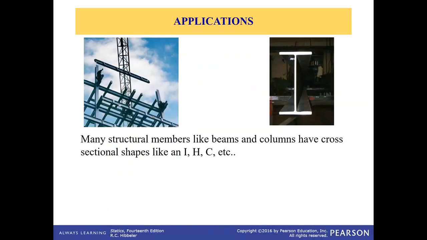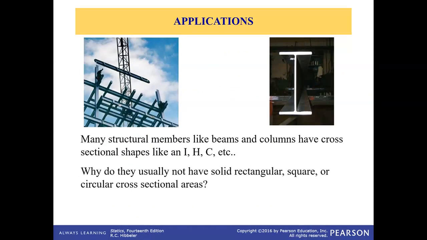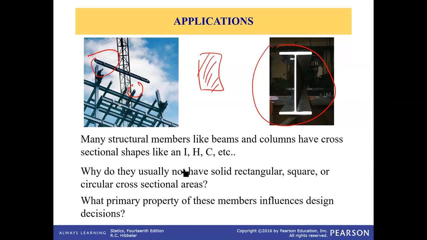Applications. Many structural members like beams and columns have cross-sectional shapes such as I, H, and C. Why do they usually not have solid rectangular, square, or circular cross-section areas? In building construction, you see these different cross sections, like this I section. These shapes are not standard solid rectangular or circular shapes, but are defined like I, C, or J. The reason is an important property of the cross-section area called AMI, area moment of inertia. Area moment of inertia is higher if the majority of the area is spread away from the axis of bending.